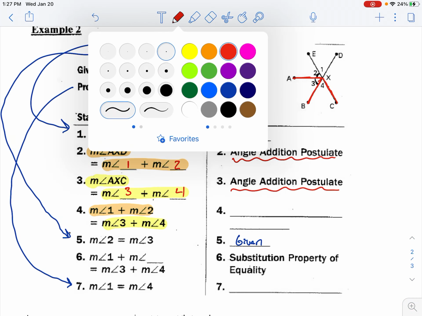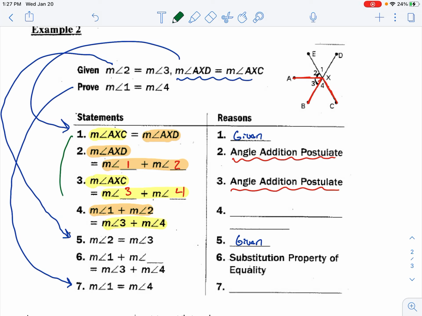So really what I'm doing, which I know there's a lot of colors going on, 1 to 4, I'm just substituting in what I know. So this is a substitution property. Then I brought in that 2 is equal to 3. So instead of putting 2 here, what I'm going to put in for 2 is 3. The measure of angle 1 plus the measure of angle 3 equals measure of angle 3 plus the measure of angle 4. And then if I were to take away the measure of angle 3 on both sides, which is subtraction, I get what I want.